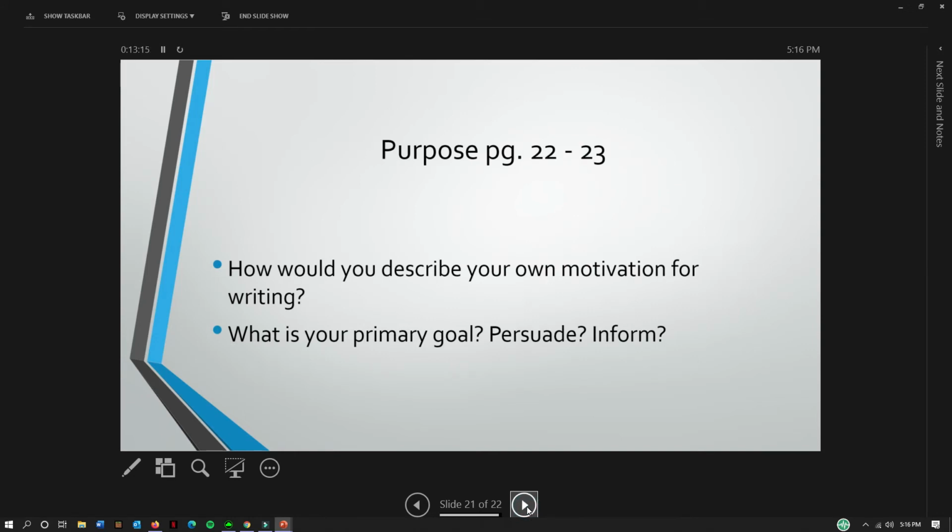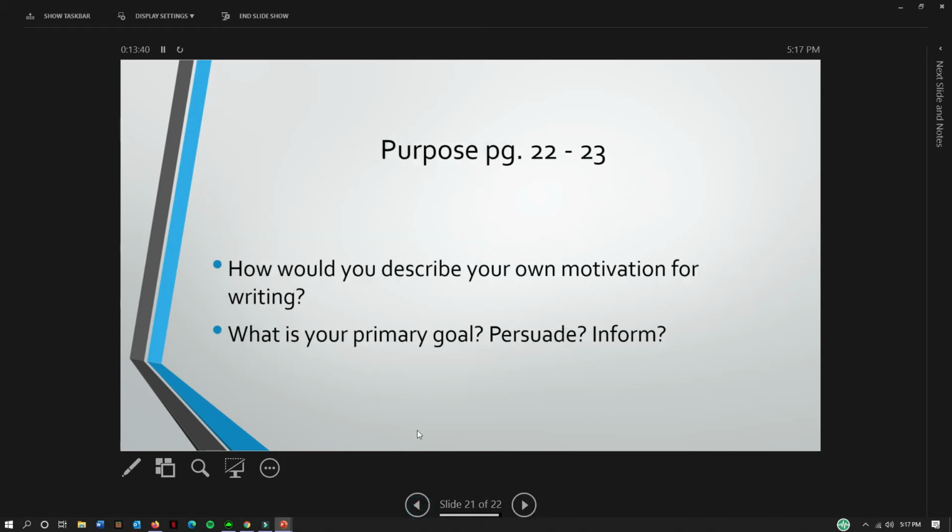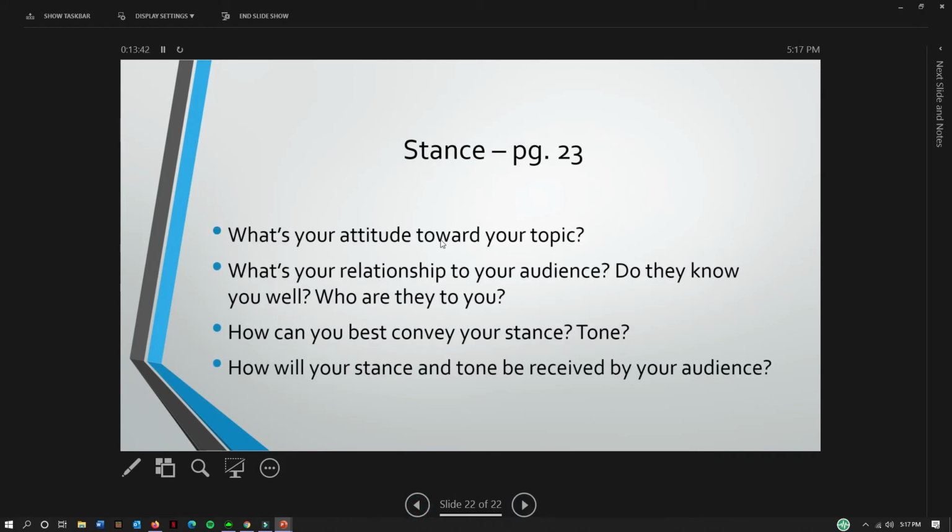How would you describe your own motivation for writing? What is your primary goal? Every piece of writing that you do, from a text to a Facebook post to a tweet to an Instagram post to writing a paper, has a goal and a purpose. That's what this is about. You have to think about your goal and your purpose every time you're writing. Same thing with stance. That's just your opinion about the topic. So your purpose is what you want to do with the topic. Your stance is how you feel about your topic.